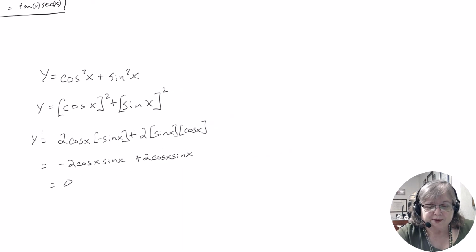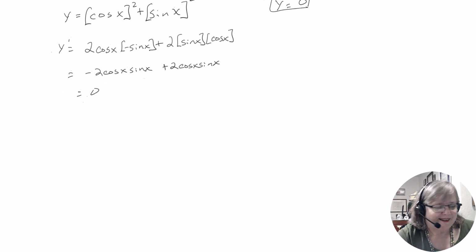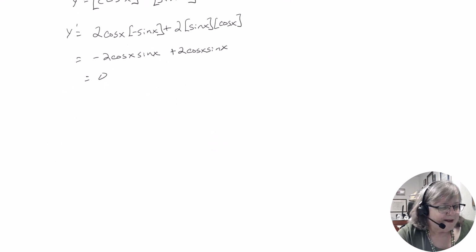But if you took just a minute, isn't cosine squared x plus sine squared x equal to 1? And the derivative of 1 is 0, and you're done. Okay, so always take a minute. Always take a minute. Let's look at y is equal to 1 plus tangent squared x cubed.